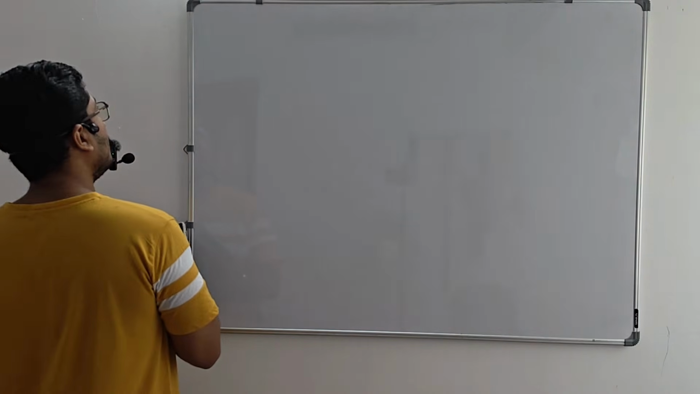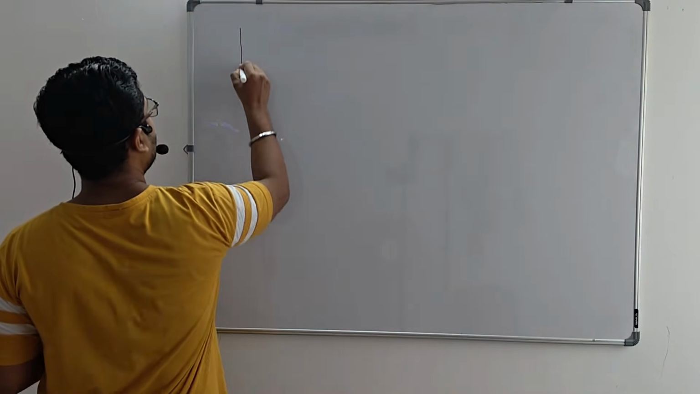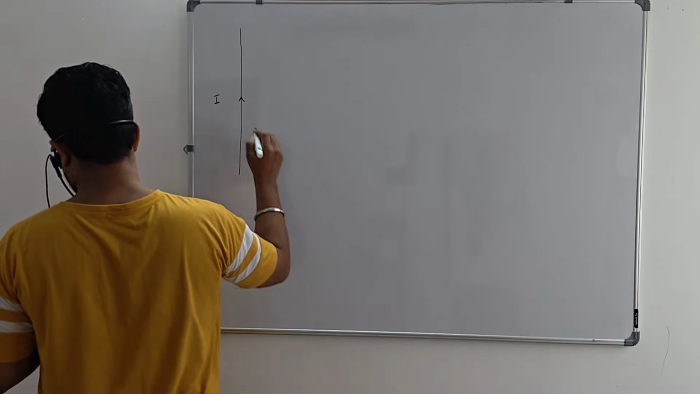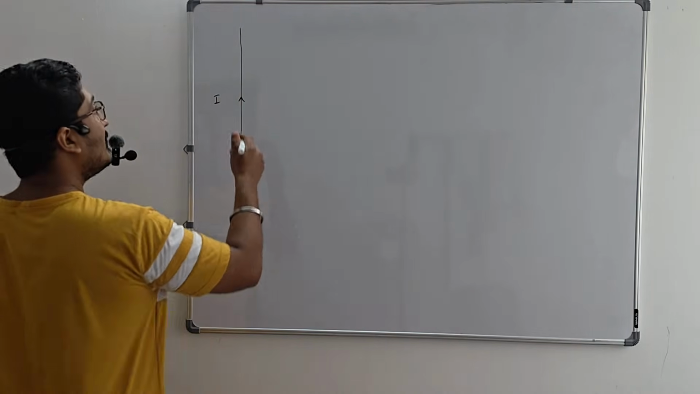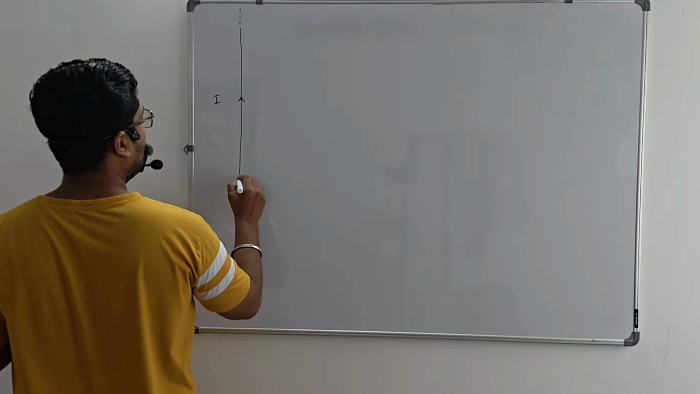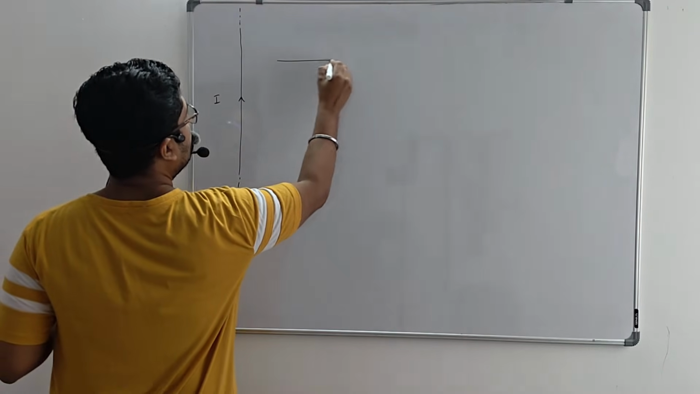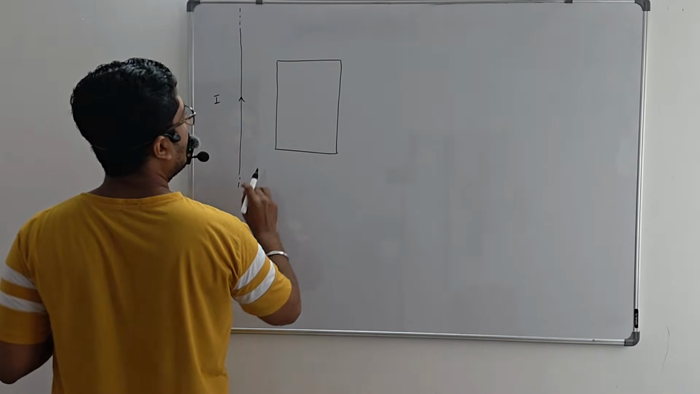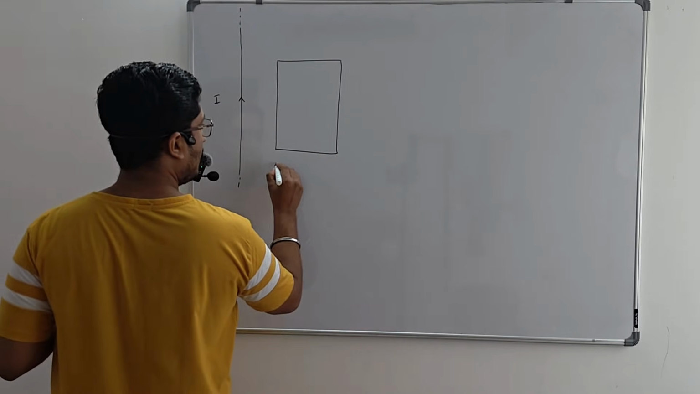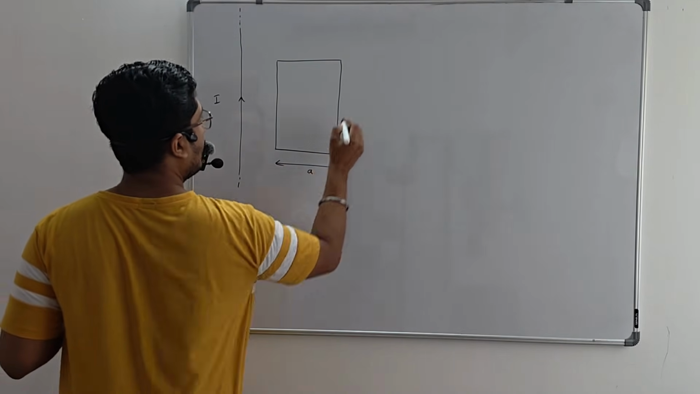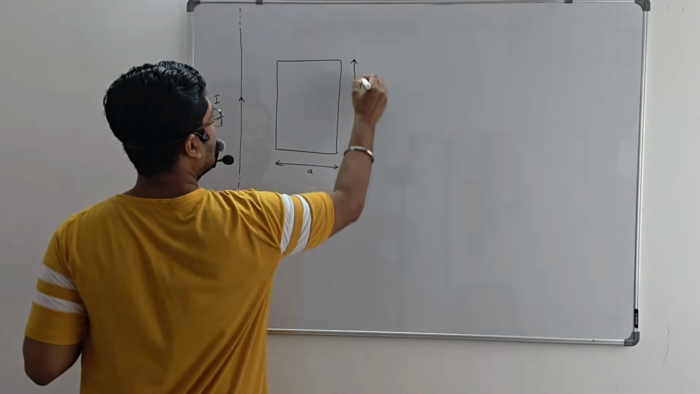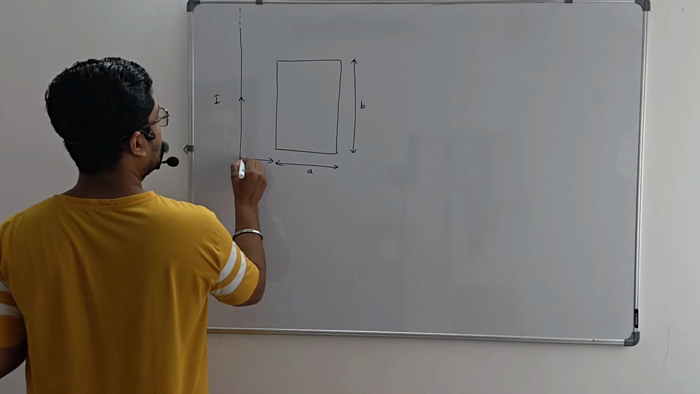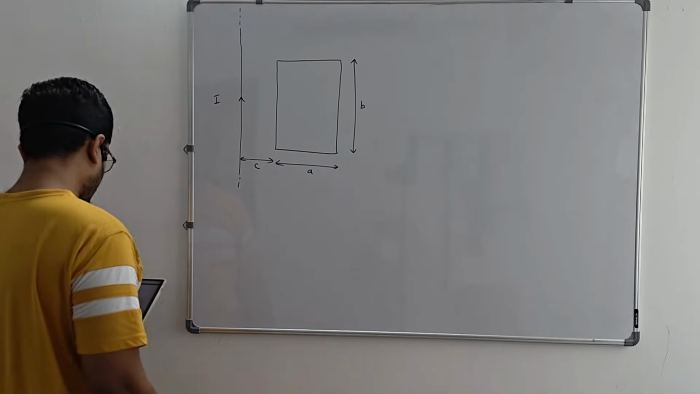They have given one wire. The current in the wire is I, and the wire is actually very long. There is also one more rectangular coil that is kept close to it. The rectangular coil has two sides. One is this having A as the length, and the other side is this one having B as the length. And the closest side of that rectangle is at a distance of C from the wire.